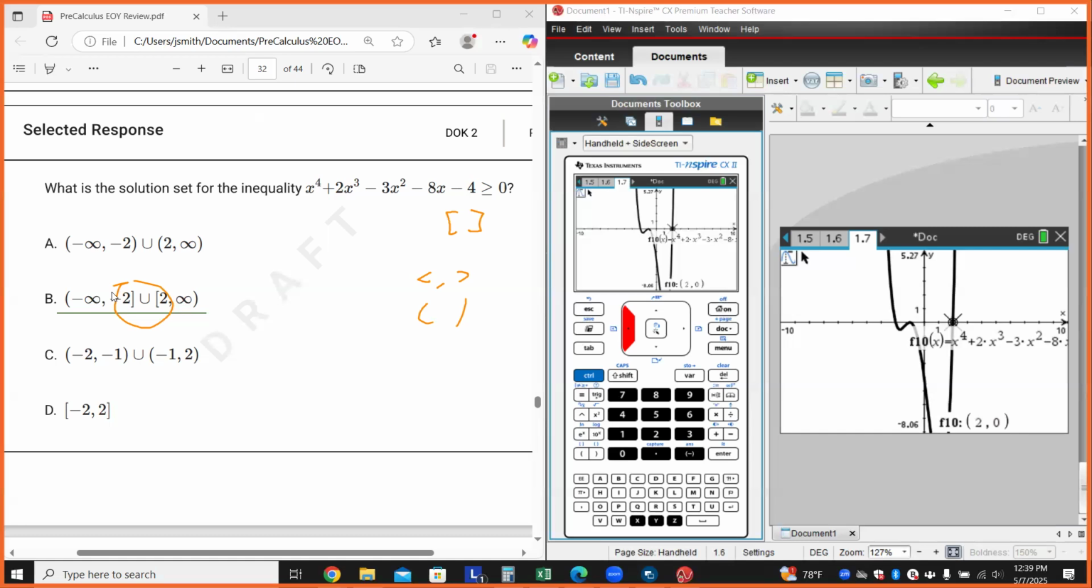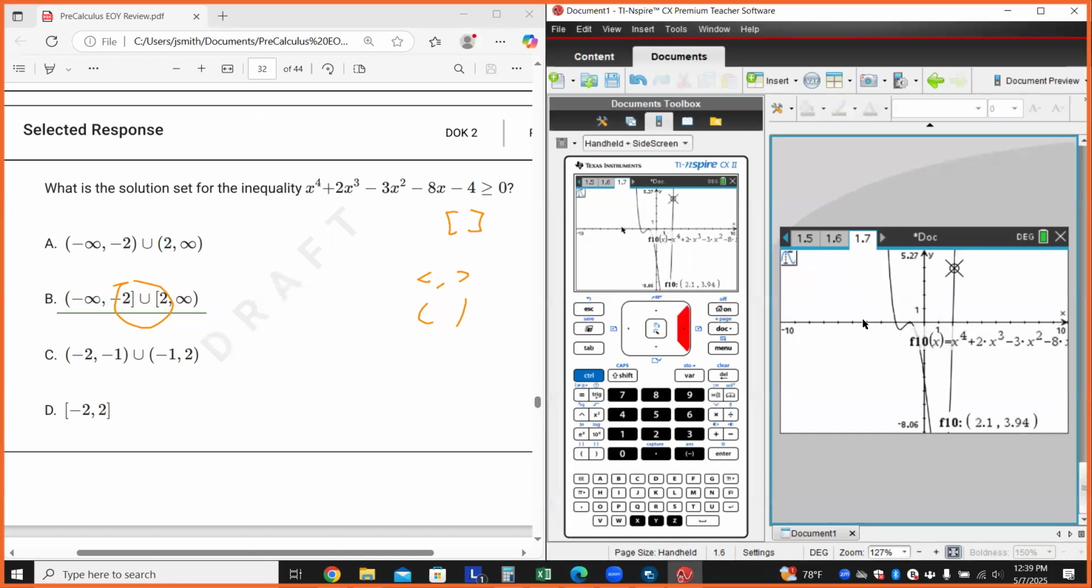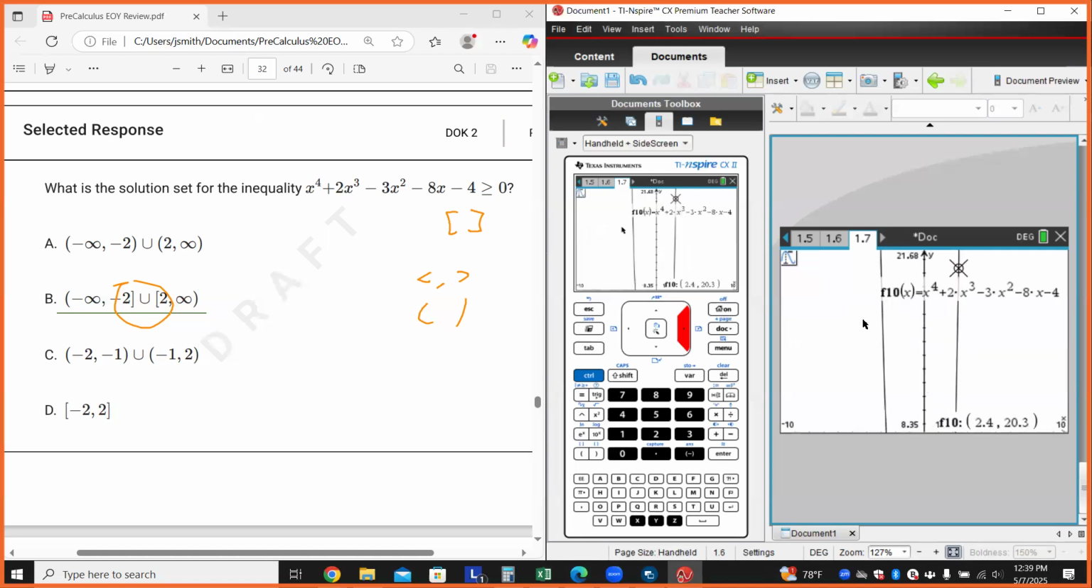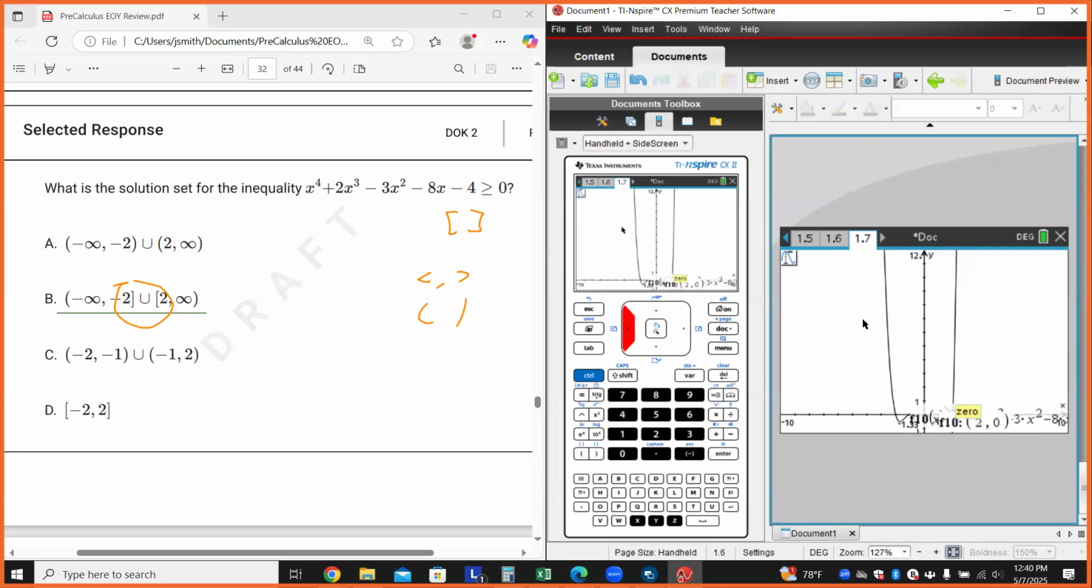So for instance, if I come back over here, notice I put a 2.1, my y value gave me 3.94. That's greater than 0. I put 2.4, I got 20.3. That's greater than 0. I put 2.7, I get 45. That's greater than 0. So any I put in there, I would get 0 or greater.